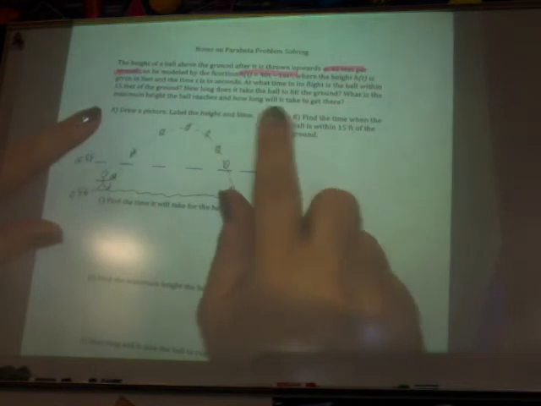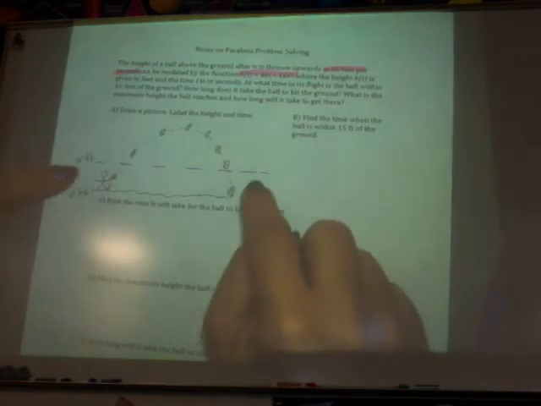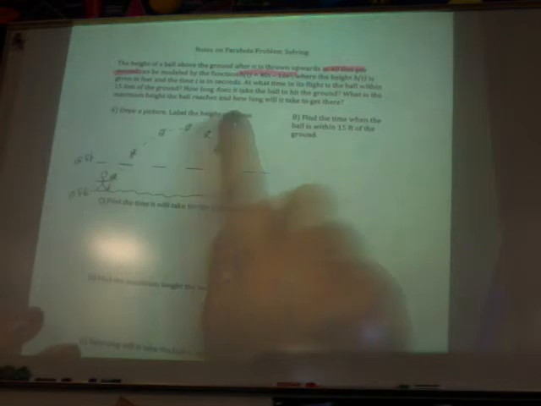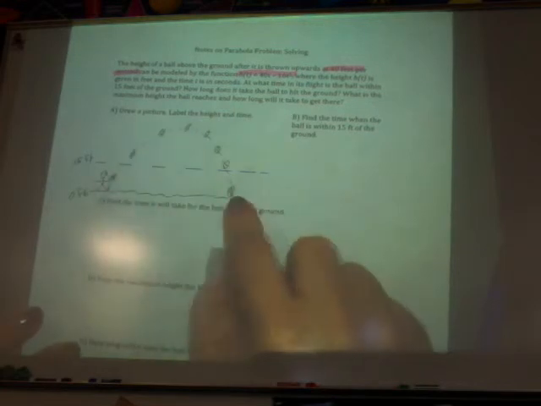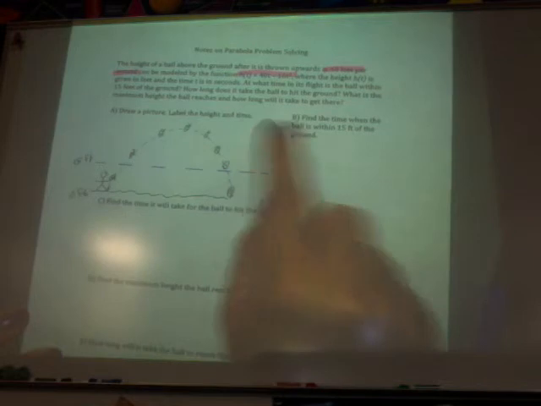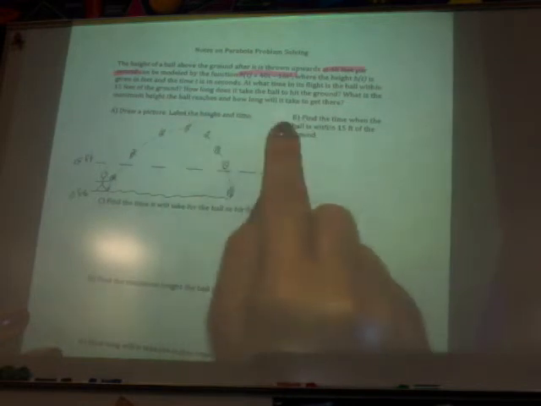So the first question is, at what time is the ball here at 15 feet? So we're going to end up finding 2 times. And then another question says, how long does it take the ball to hit the ground? Wouldn't that be the time from here to here? So I don't want the 0 seconds, I want the second one. So we'll find out what that is. And then the third question says, what is the maximum height that the ball reaches and how long will it take to get there? Aren't I asking for the ordered pair for the vertex?